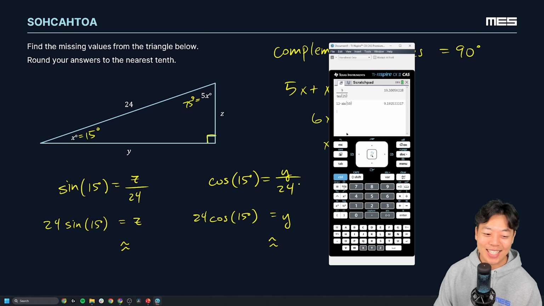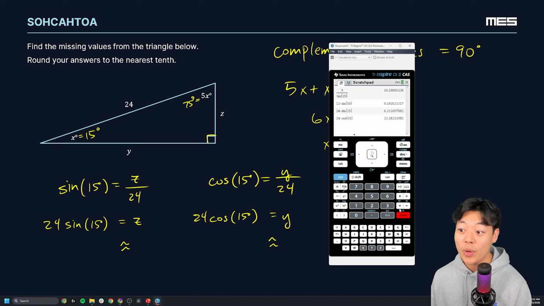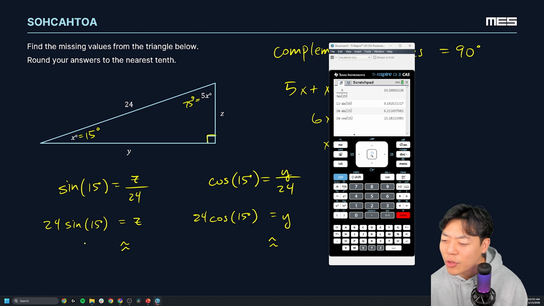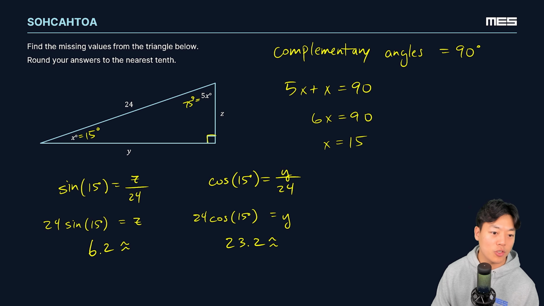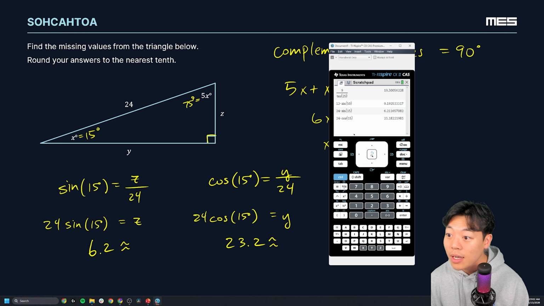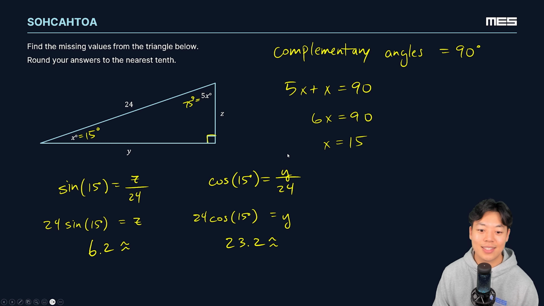Let's plug these into our calculator. So we have 24 times the sine of 15 degrees, Control Enter. And we also have 24 times cosine of 15 degrees, Control Enter. We get 6.2 for z and 33.2 for y. Is that, oh no, 23.2, sorry. 6.2 and 23.2. Just making sure one more time that that is correct. Awesome. I wonder if I can zoom in on this. That'd be pretty cool if I can, but I don't think I can. Great. Awesome.